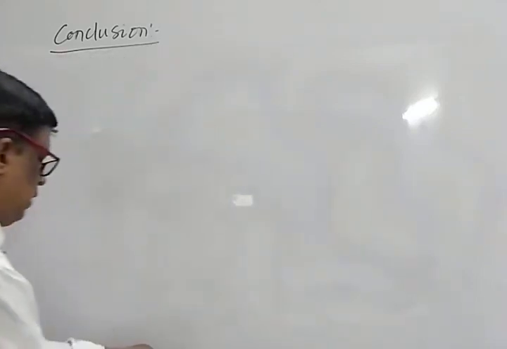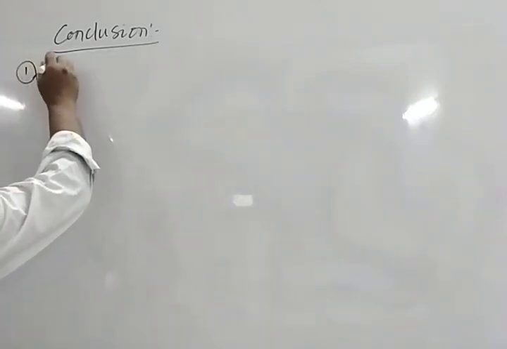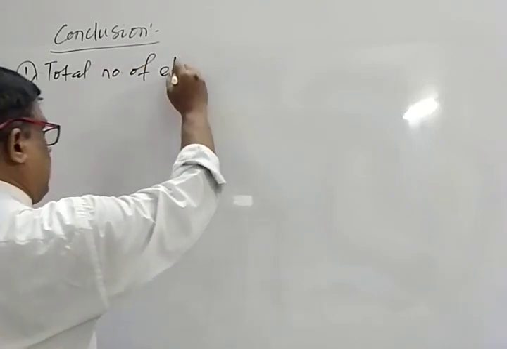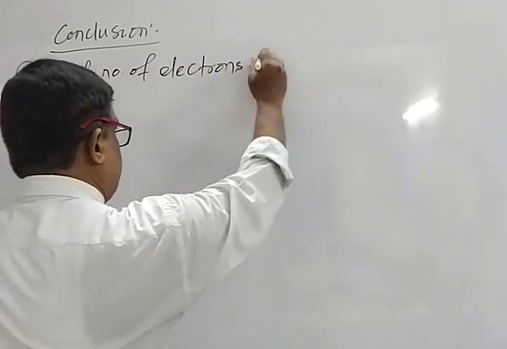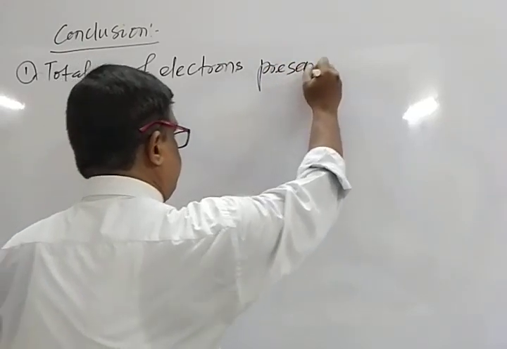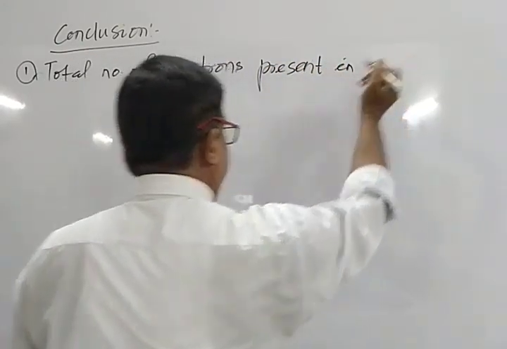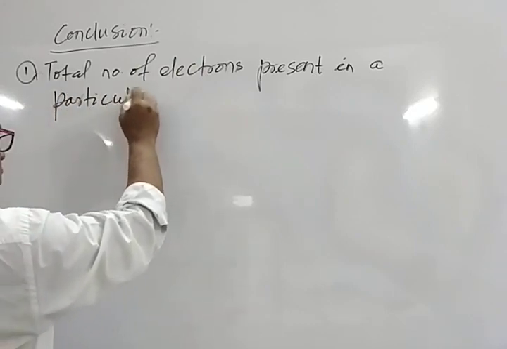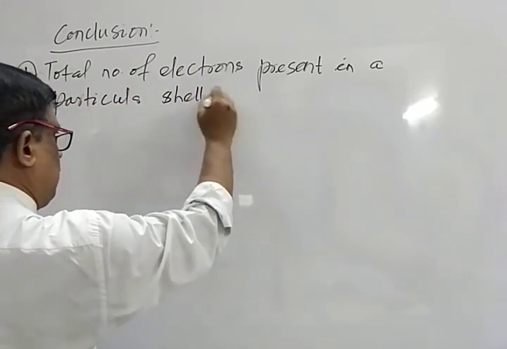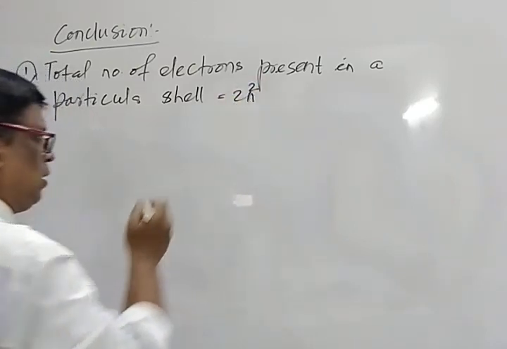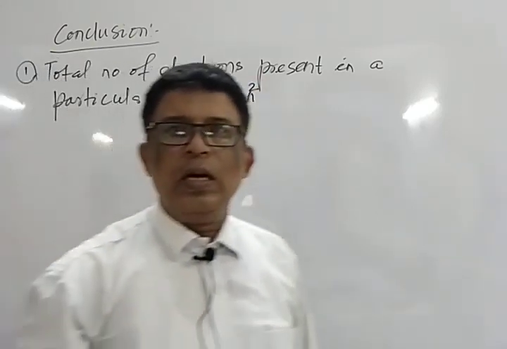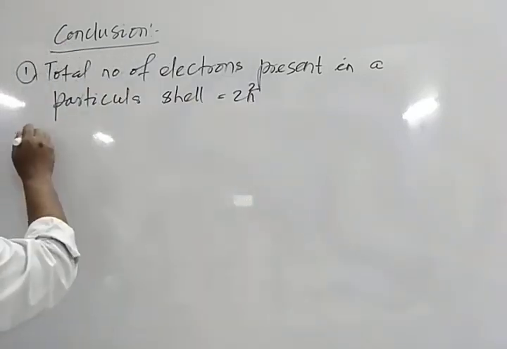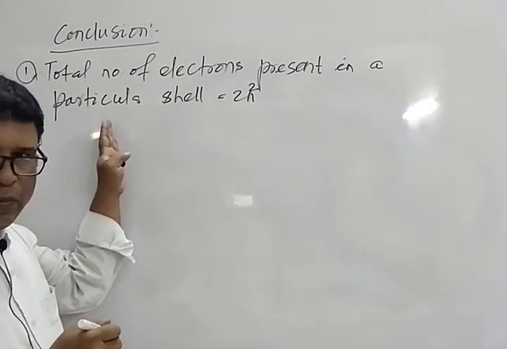Point 1, that is, the total number of electrons present in a particular cell is equal to 2n square. I hope all of you know that n is known as the principal quantum number. First point is over. Next, move to the second point.